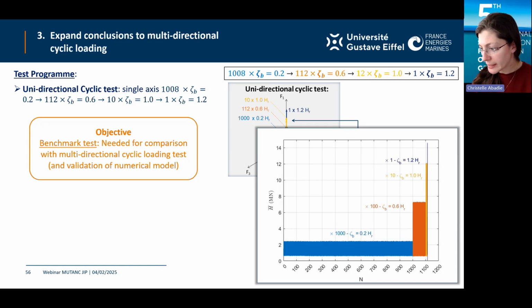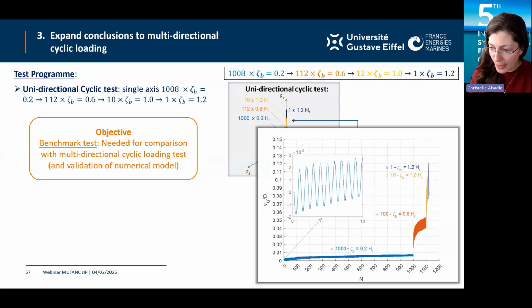And then we do 10 cycles at the maximum load. We would expect only 1 at this level, but since we're at it, we can do 10 and get more data. And then we really bring the pile to failure by exceeding that load and going to 20% more than this load. And that's the test we do.